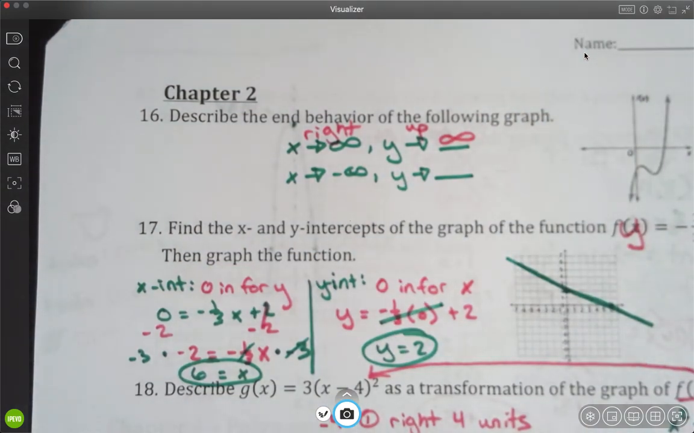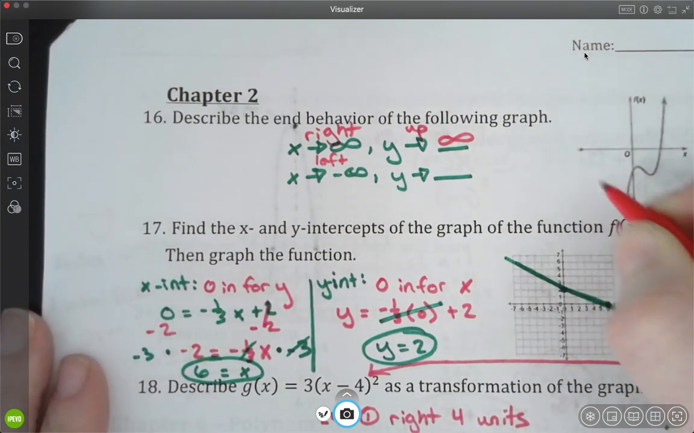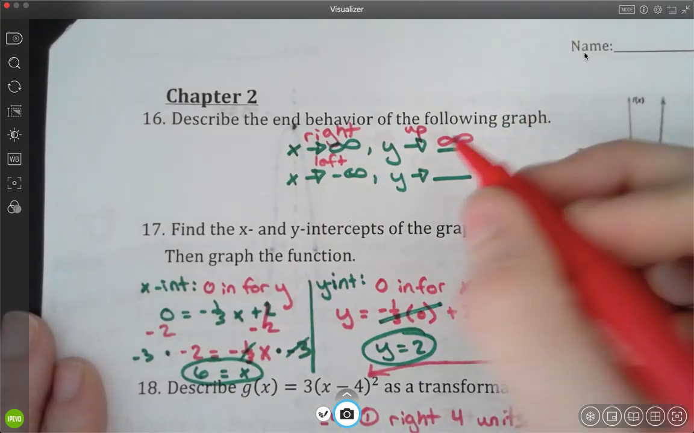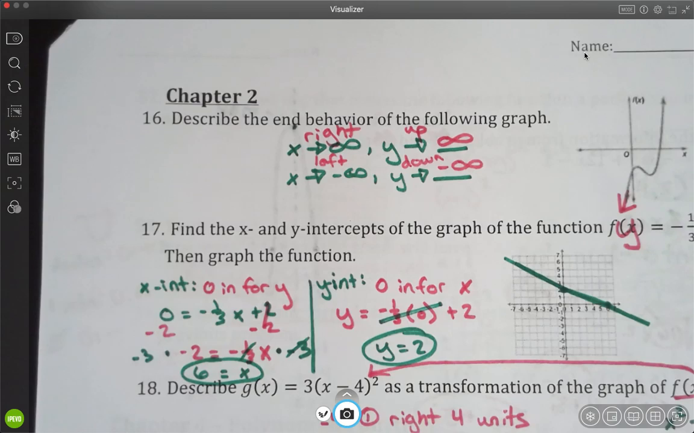Infinity is up, okay? Then as x goes toward negative infinity, that is to the left. And as it's going to the left, what's happening to the graph? Negative infinity. It's going down, right? So that's going to be negative infinity, or down. Does that make sense? So basically every problem is going to be set up in the green just the same, but you just have to change the infinities and negative infinities on the y. Okay, good.